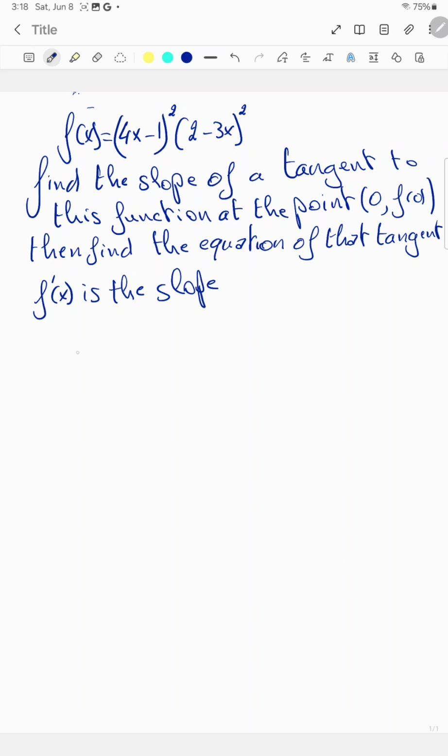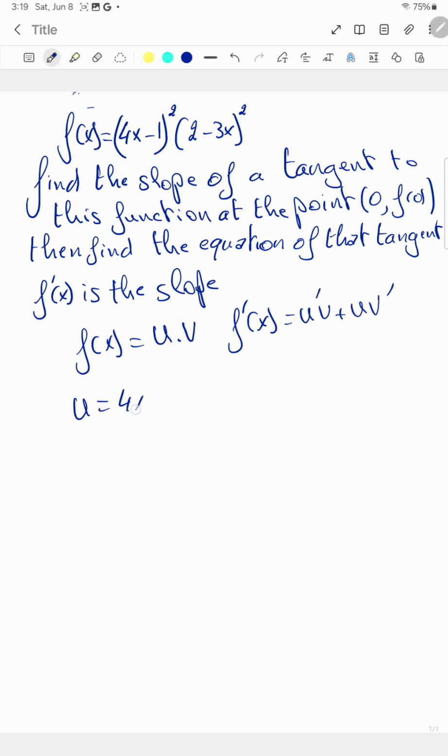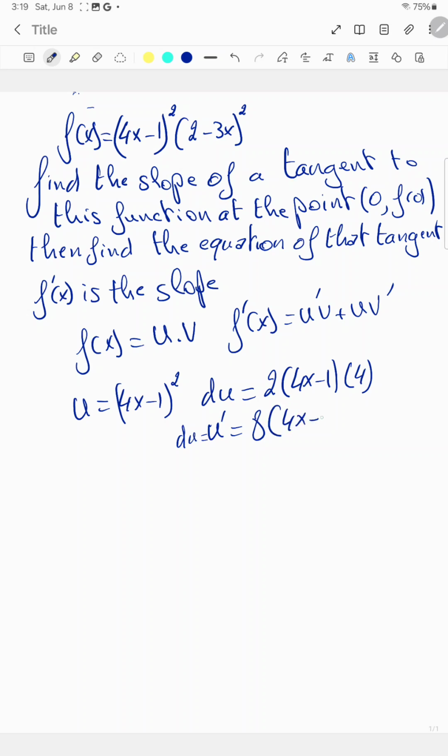If I look at my f of x, it resembles u times v, and f prime of x would be u prime v plus u v prime. So the derivative of u times v plus u times the derivative of v. In that case, my u is equal to (4x minus 1) squared. So my du, the derivative of u, is 2 times (4x minus 1) multiplied by the derivative of 4x minus 1, which is 4. So u prime is 4 times 2, which is 8, times (4x minus 1).